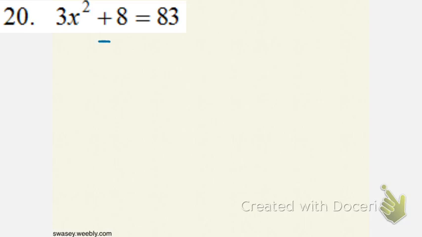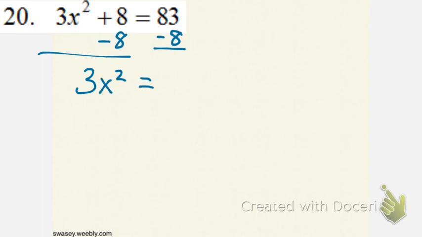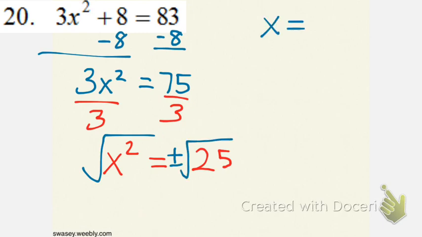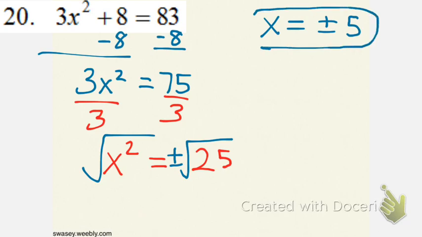Number 20, to get rid of plus 8, subtract 8. So we have 3x squared equals 75. Get rid of multiplying by 3, divide by 3. So now you have x squared equal to 25. To get rid of squared, square root. Make sure you do positive or negative on one side. So we get positive or negative 5. Square root of 25 is 5.